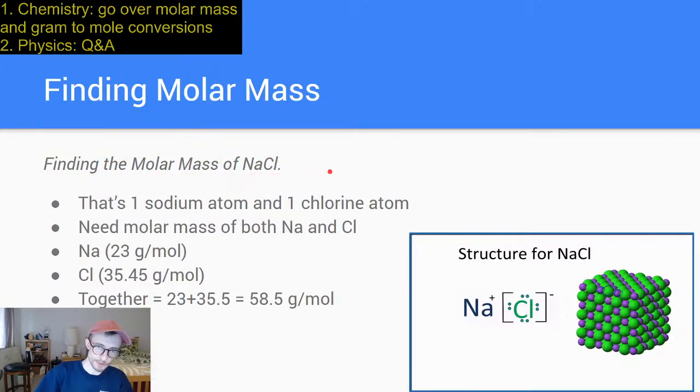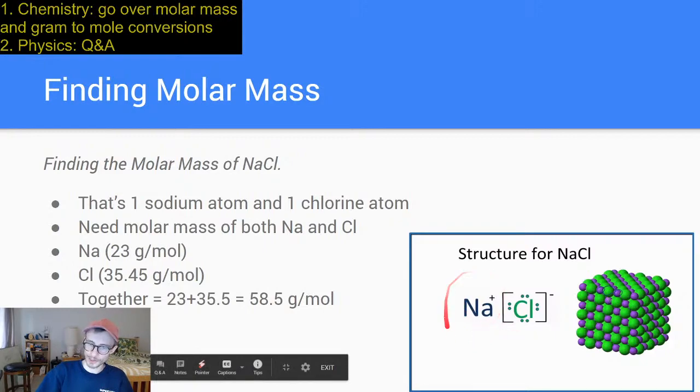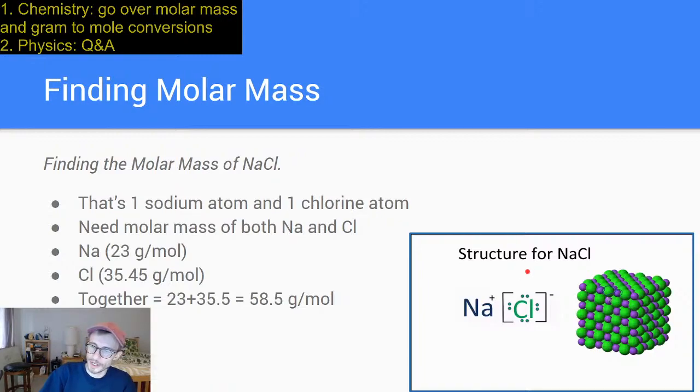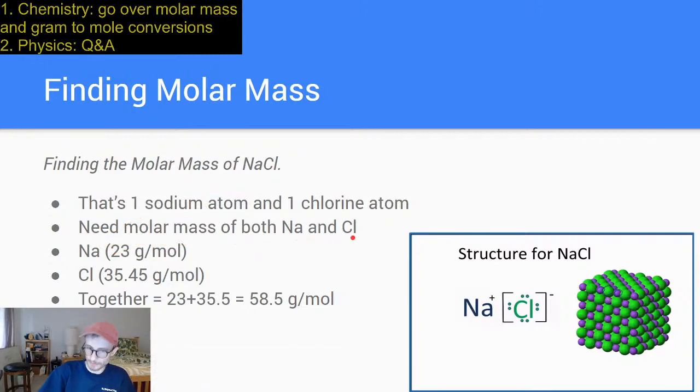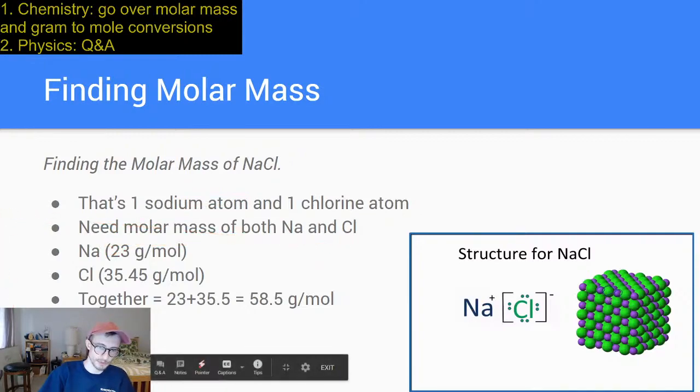So if I wanted to find the molar mass of sodium chloride, it has a formula NaCl. It's got a sodium ion and a chloride ion. We saw this in our previous video with molarity. And so in order to do that, I need to recognize that this has one sodium atom for every one chlorine atom. So that's one sodium for one chlorine. So I'm going to need the molar masses of both sodium and chlorine. I'm going to have to look in the periodic table for that.